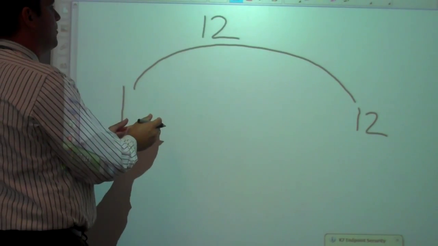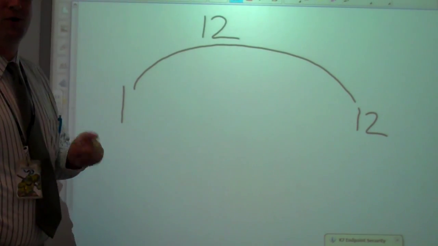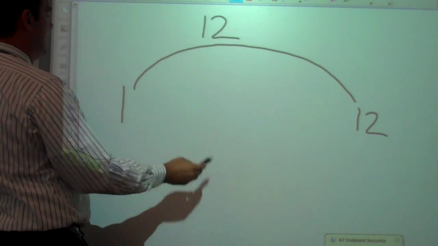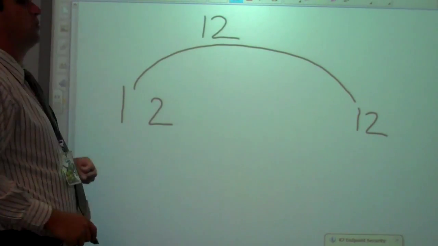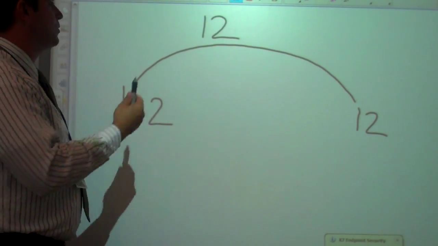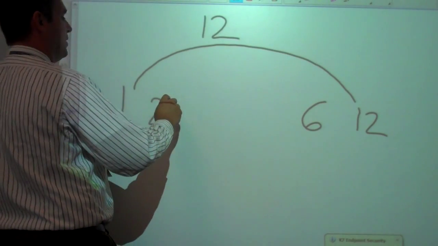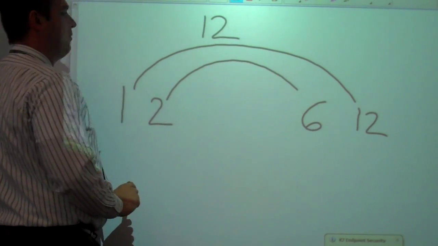So let's go on to number 2. If we know the divisibility rule for 2, 2 goes into all even numbers. So 12 is an even number, that means 2 has to go into 12. It's divisible. Well, 2 times what is 12? Well, it's obviously 6. So, another factor rainbow over the top.